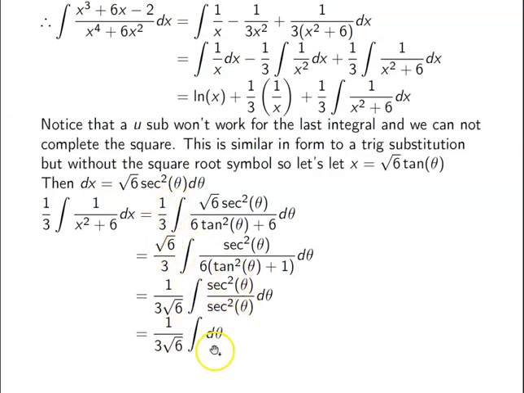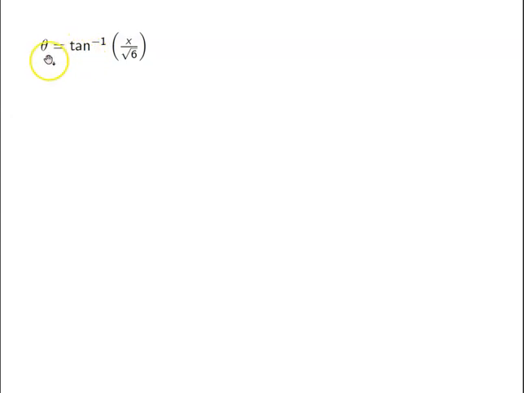We know this cancels out, okay? And so now when I integrate, this just turns into 1 over 3 root 6 theta. I need to solve for theta, so remember, I take my original substitution and solve for theta. So I would divide by root 6 on both sides and then take tan inverse. So theta is tan inverse x over root 6.